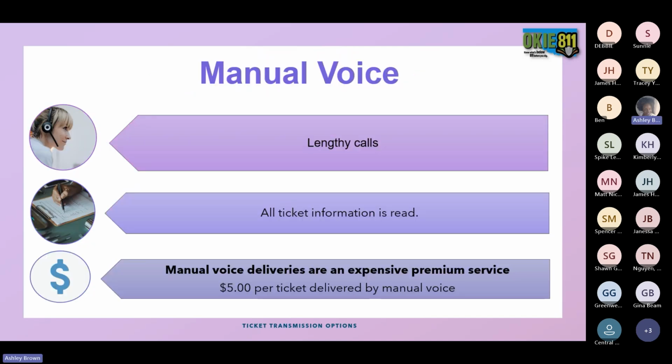The last transmission method offered by Oki 811 is the manual voice transmission. So these are calls for emergency short notice tickets that are delivered by an Oki 811 representative instead of an automated system. During the call, the Oki 811 representative will read all of the ticket information to the member. During most of these calls, all of the ticket information is required because the contact may not have access to electronic means of receiving their transmissions, but manual voice deliveries are the most expensive output type.